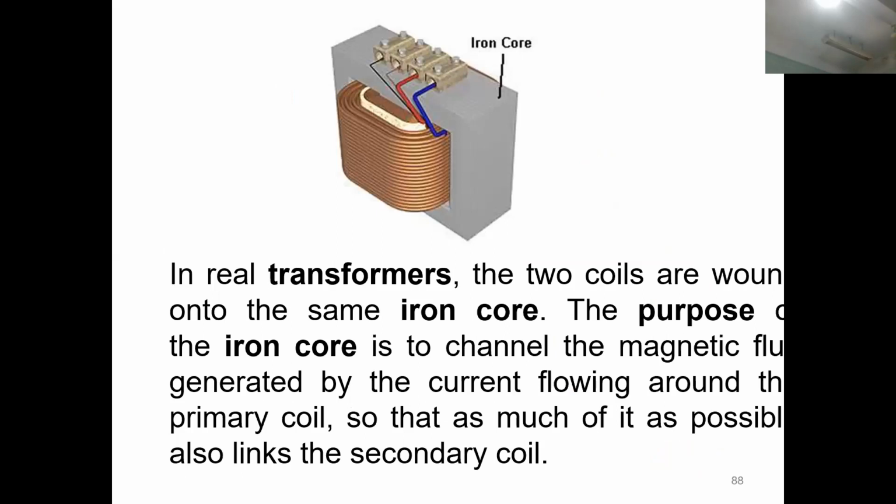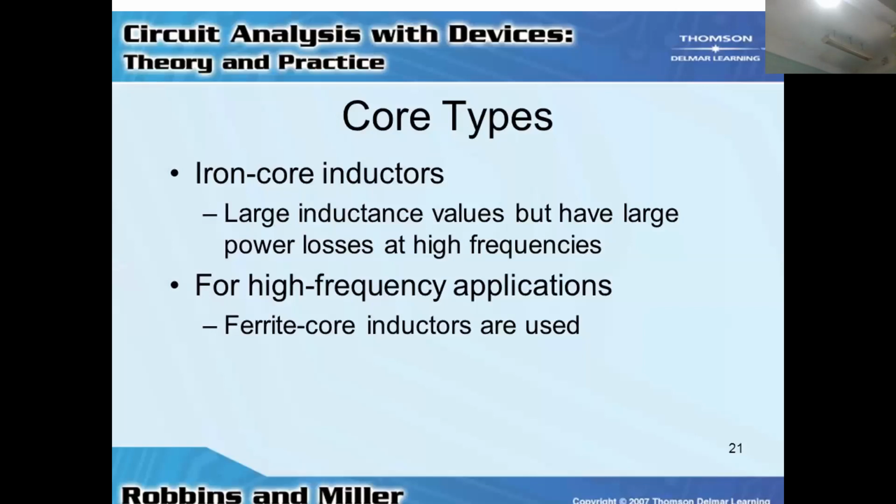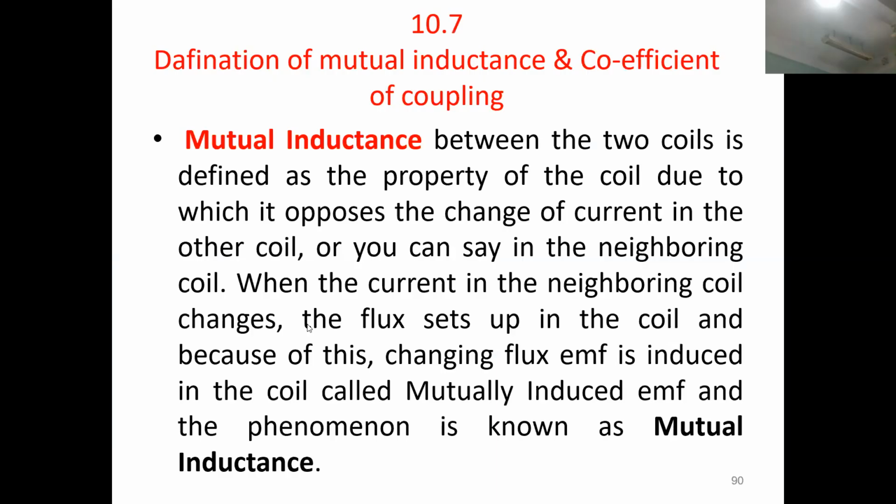In a real transformer, the two coils are wound onto the same iron core. The purpose of the iron core is to channel the magnetic flux generated by the current flowing through the primary coil, so that as much of it as possible also links the secondary coil. Iron core inductors have large inductance values but have large power losses at high frequencies. For high frequency applications, particle core inductors are used.